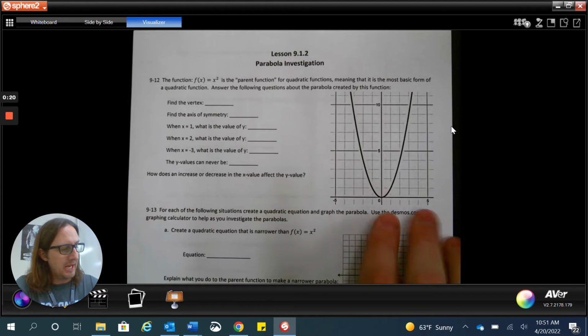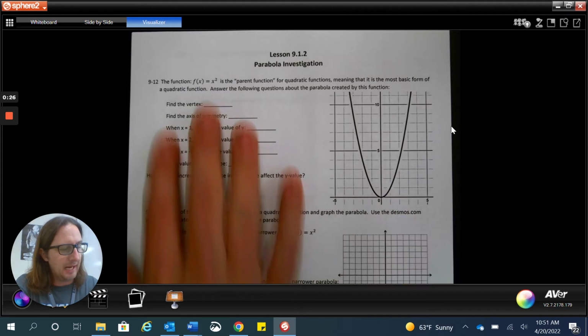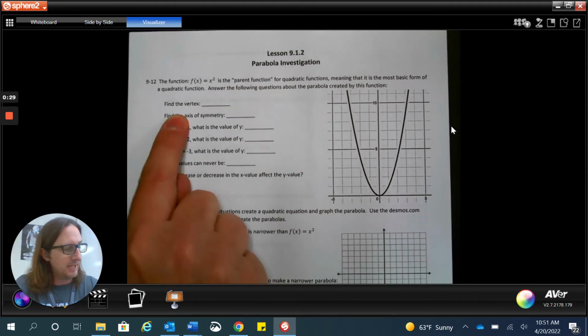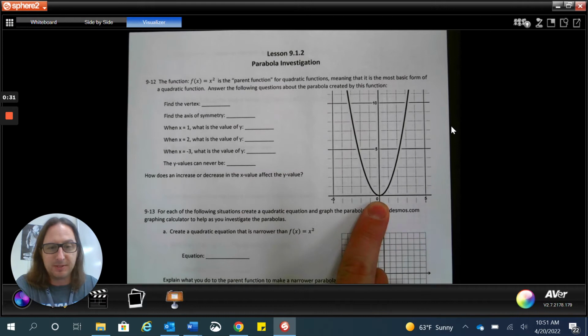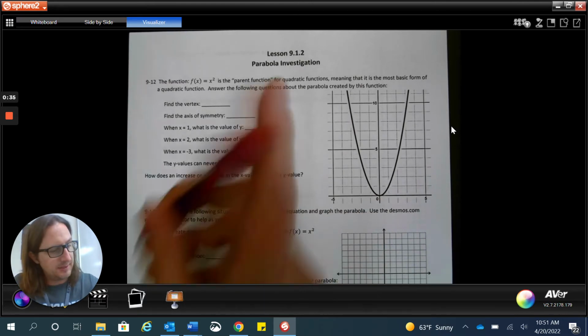All right, so here we have the actual equation here. This is f of x equals x to the second. We're just going to answer these questions to it. Find the vertex. That's the easy part right there. There's our vertex right down there at 0, 0. So that's going to be our vertex.